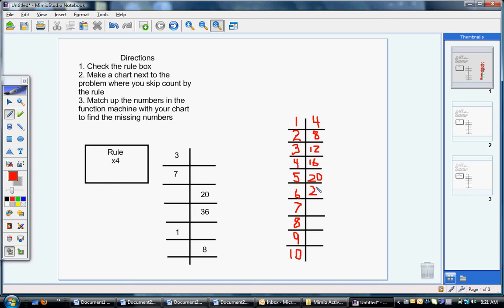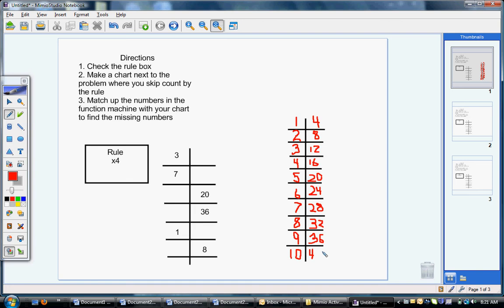Now if I'm not sure what comes next, remember I can always just count on. So 24, 25, 26, 27, 28 would be another 4. Skip count 4 more, so 28, 29, 30, 31, 32. Skip count 4 more, 32, 33, 34, 35, 36. And last but not least, skip count 4 more, 36, 37, 38, 39, 40.